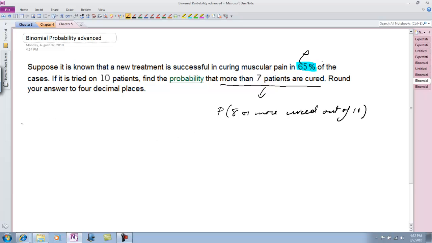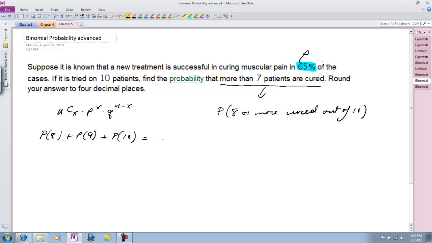To figure out the probability of 8 or more out of 10, we need to do some adding. We need to find the probability of 8 out of 10, plus the probability of 9 out of 10, plus the probability of all 10 being cured. If we figure those out and add them all together, we will have the probability of 8 or more being cured out of 10. To do that, we use the formula which says n choose x times p to the x times q to the n minus x.